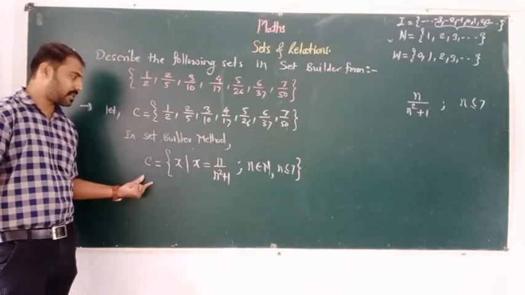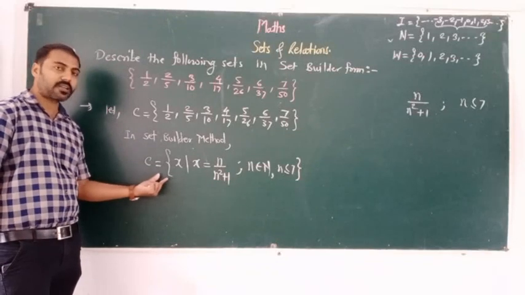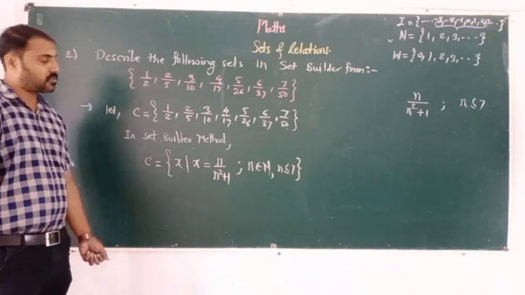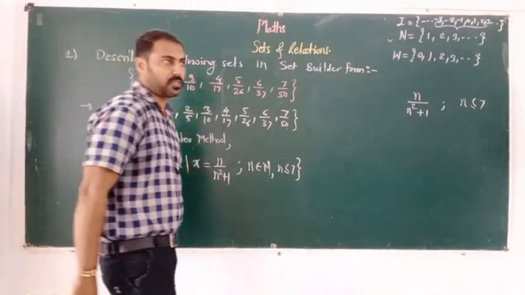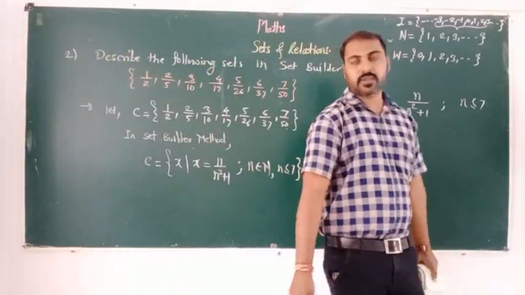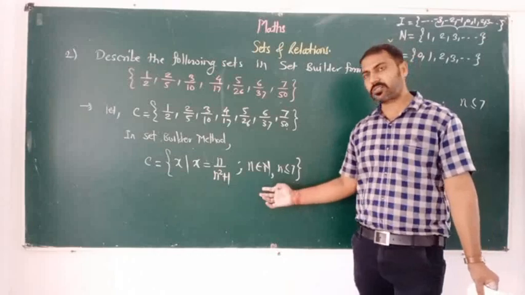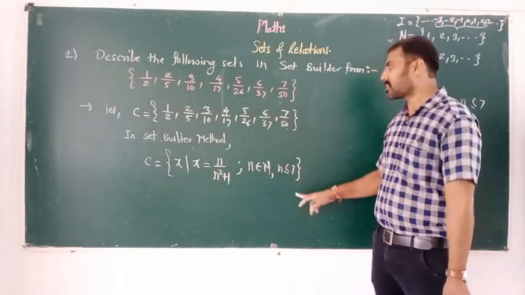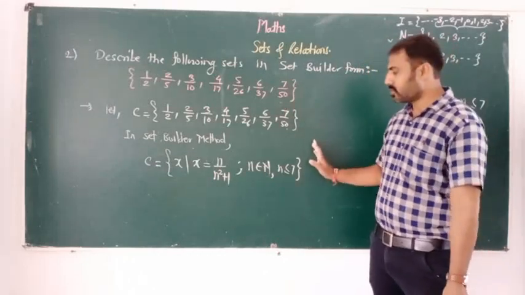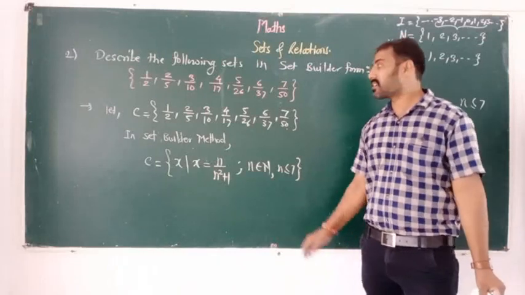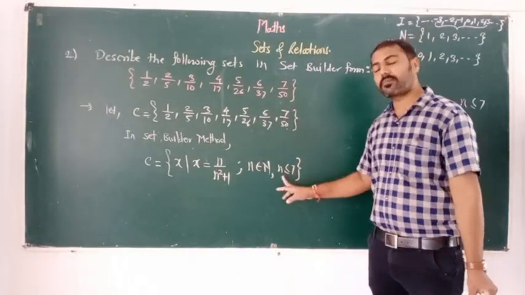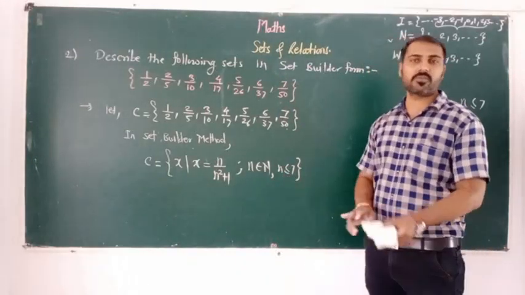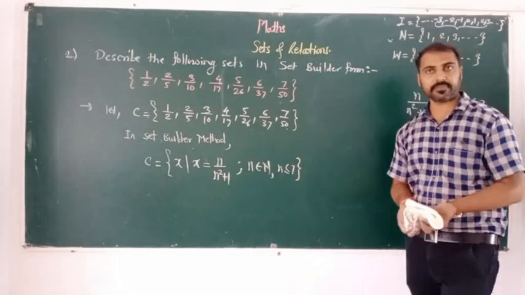So C can be written in set builder method as the set of all x such that x is equal to n divided by n square plus 1, such that n belongs to natural numbers. So these natural numbers are less than or equal to 7. So I am writing n is less than or equal to 7.